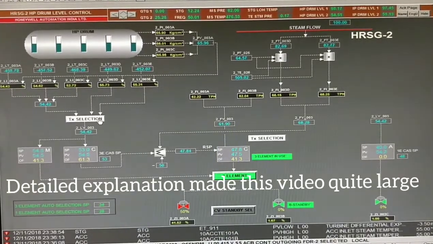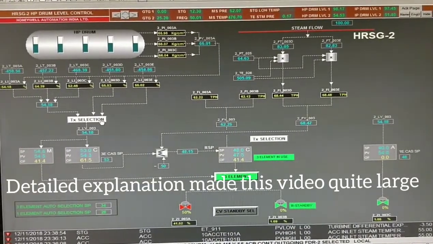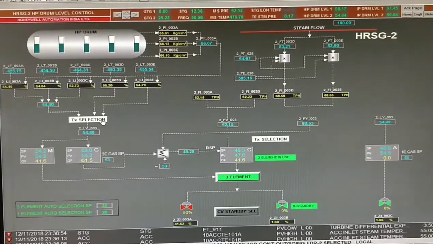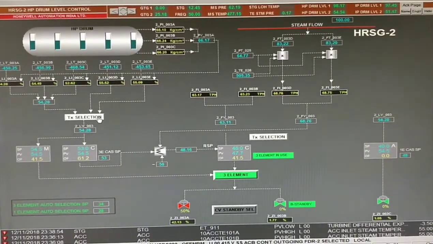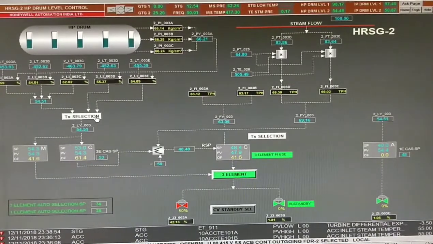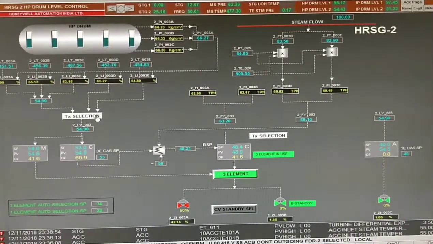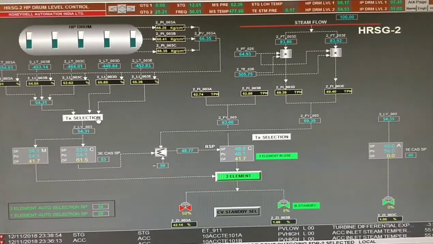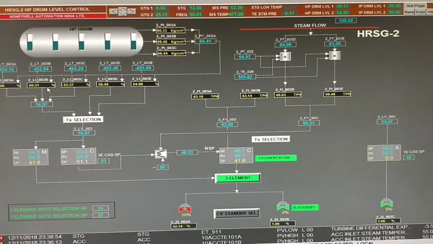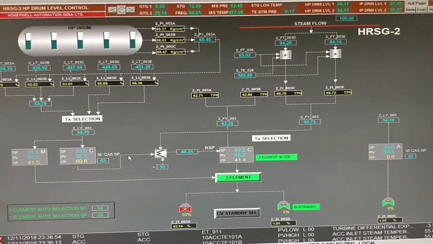In my previous video, I explained the boiler 3-element drum level control from the P&ID. Now I am going to show you how the actual boiler drum level is maintained in 3-element. So this is the complete setup for maintaining the boiler drum level.